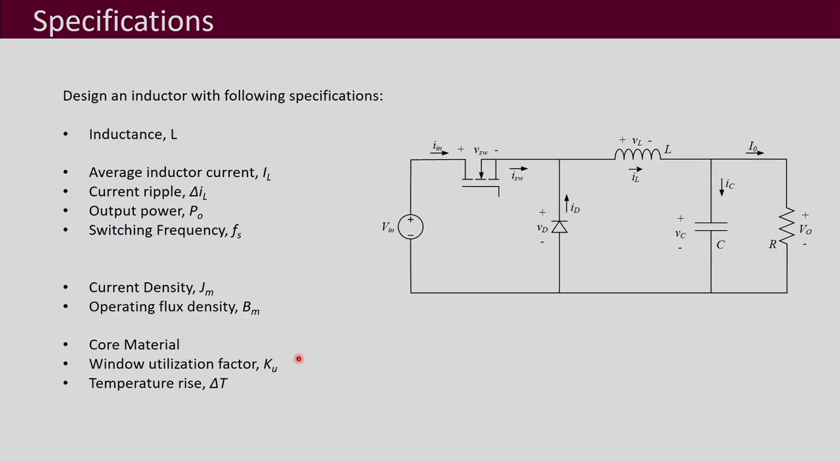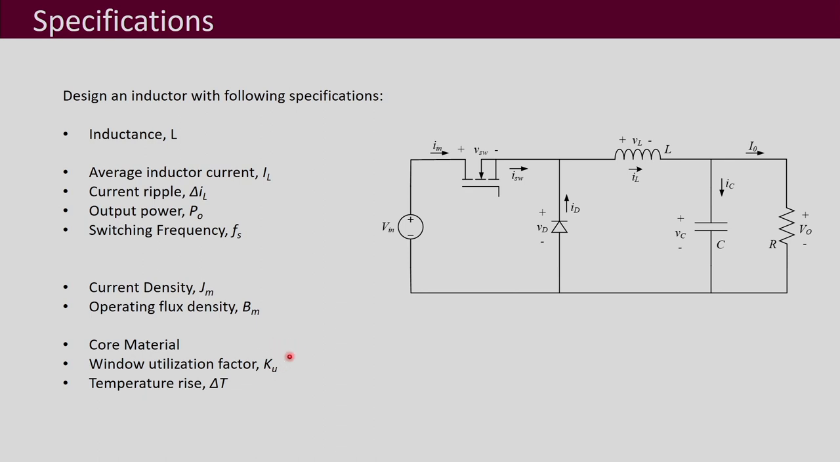So you have to assume the current density and the flux density for which you will be doing the design. Then further you should choose the core material. Now this again we have discussed before. The core material is something you decide mainly on your switching frequency, your saturation flux density, and the power rating for which you are going to be designing.